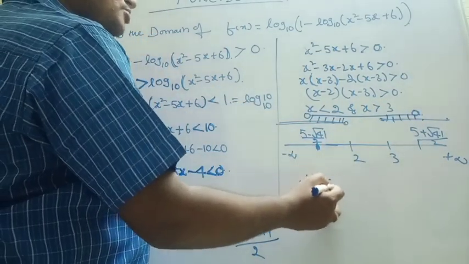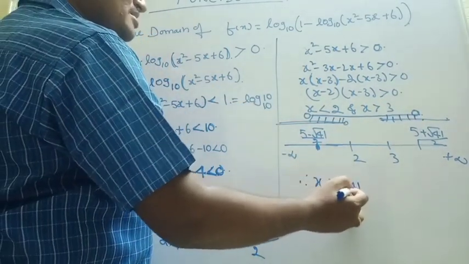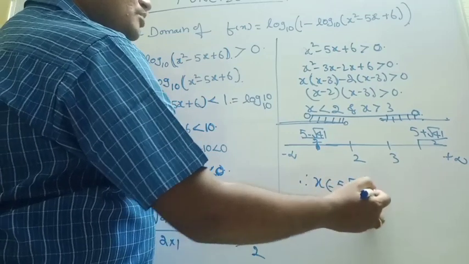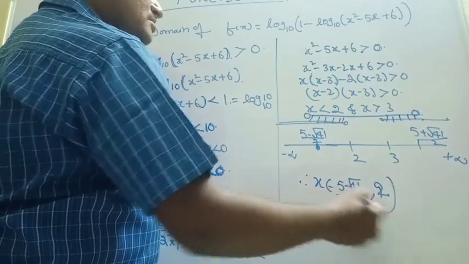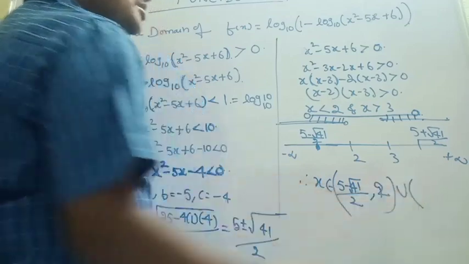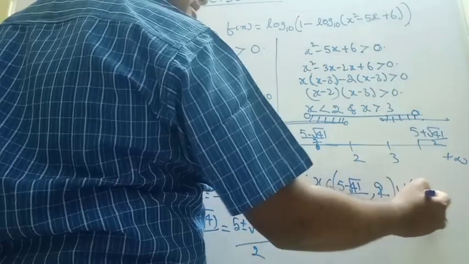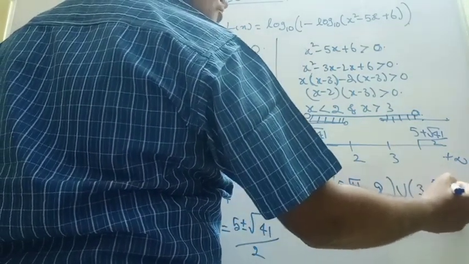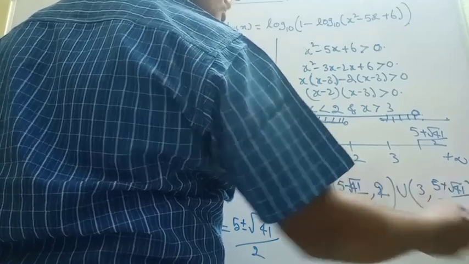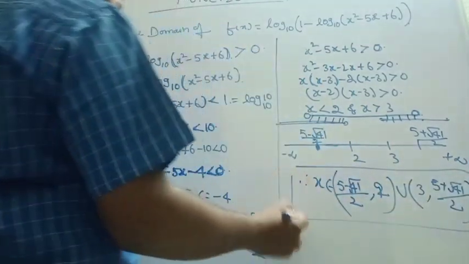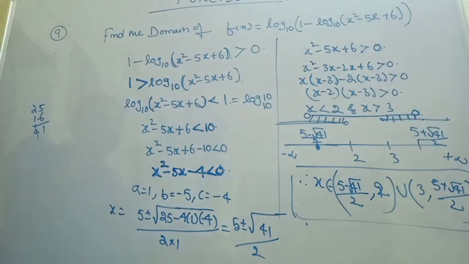Therefore x belongs to (5 minus root 41)/2 comma 2, union 3 comma (5 plus root 41)/2. This is the solution set of this. This is the domain we are going to have for this problem.